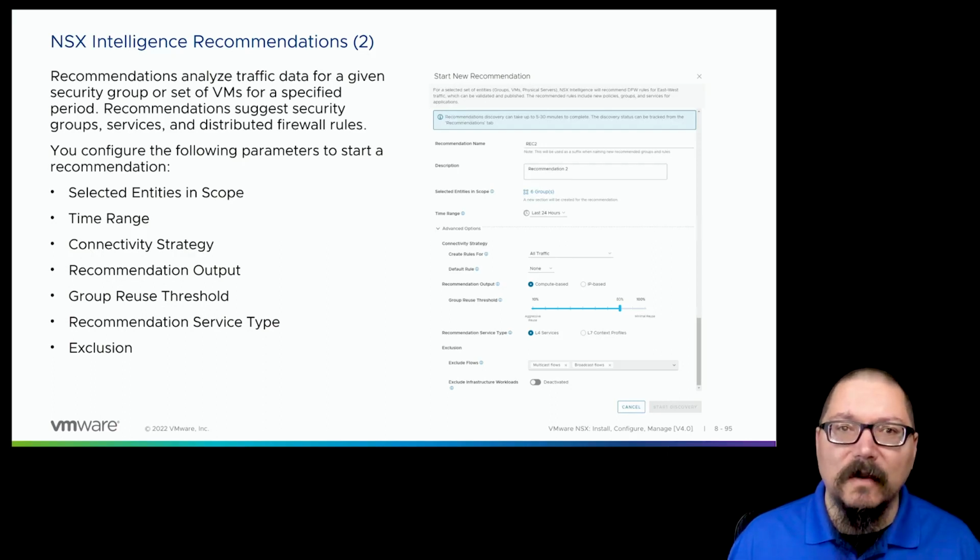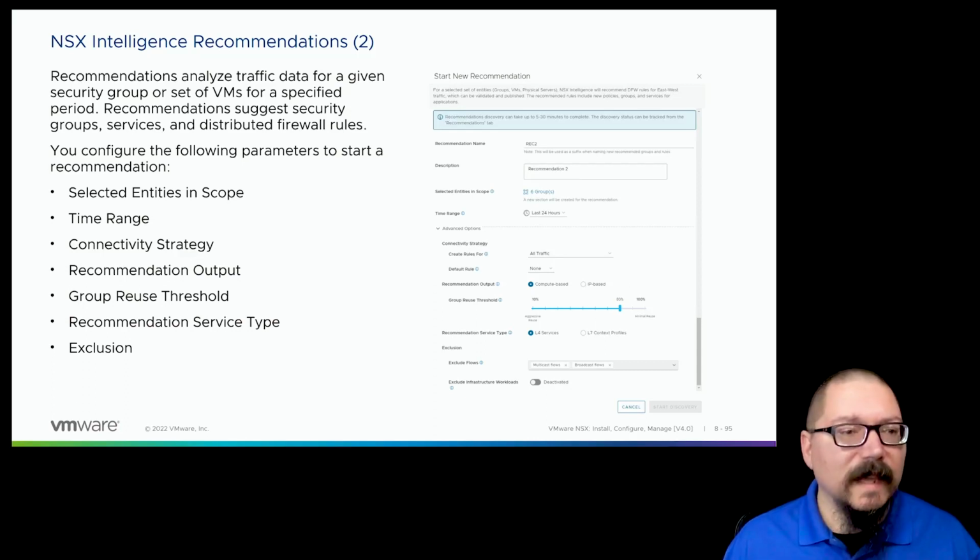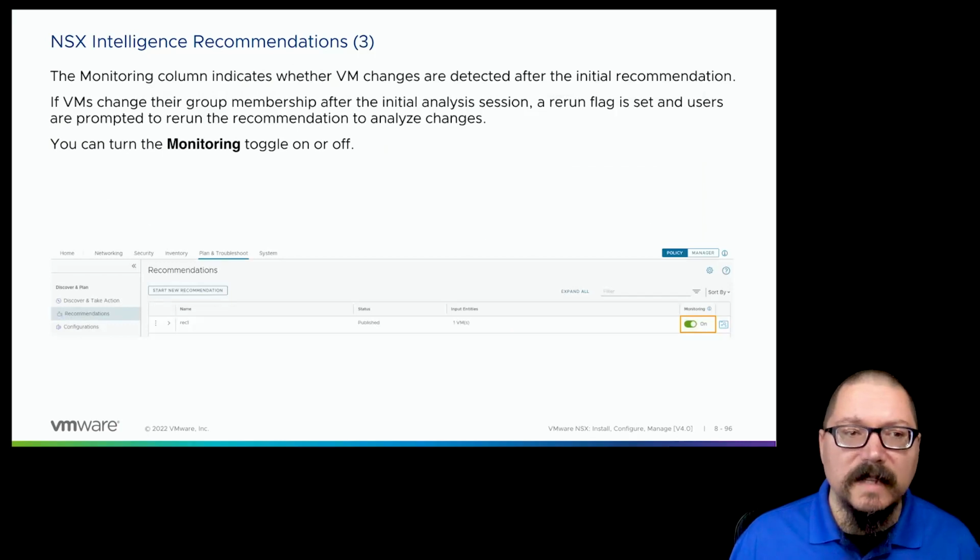We can choose whether we want our rules to be built around groups or IP addresses, whether we want them to use layer 7 context profiles or just use layer 3-4 services. And we can choose to exclude, say, infrastructure traffic. So do we want to exclude things that are commonly considered shared services, right? LDAP and DNS and those kinds of things. We can detect that traffic and exclude that from our recommendations if you so desire. So we've got a lot of control over what data we're looking at, what data we're analyzing, so that we can go and build our microsegmentation recommendations.